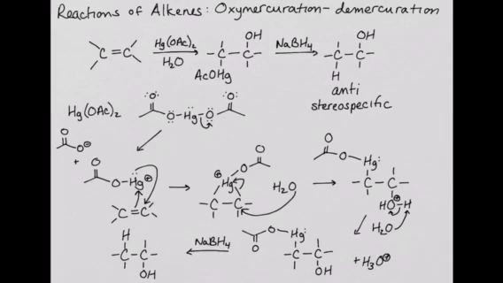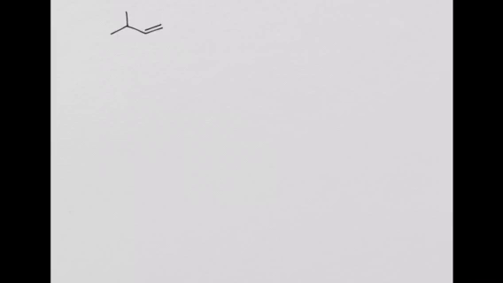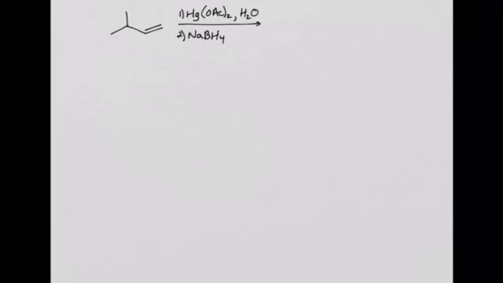Now let's look at a specific example of this reaction. Let's consider this molecule. If we treat this molecule with mercury diacetate and water, followed by sodium borohydride, we will get a single product, the Markovnikov product. We will not get the less substituted alcohol, or the product that would result from a carbocation rearrangement. Again, this will make more sense once we look at the mechanism.